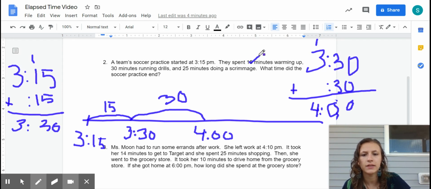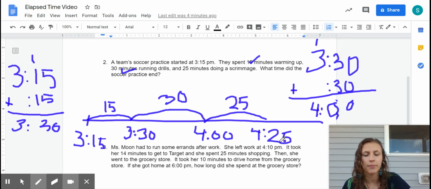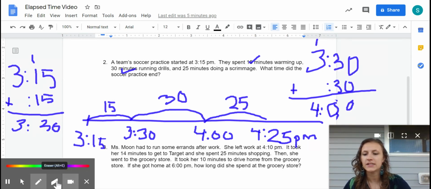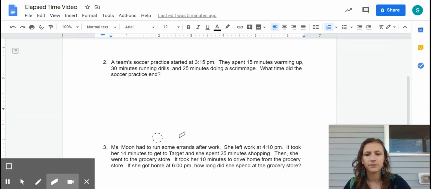All right, so we've done this one. We've done this one. I now have 25 minutes doing the scrimmage. 25 minutes past 4 o'clock would be 4:25. So the soccer practice ended at 4:25 p.m. Let's go ahead and do one more.